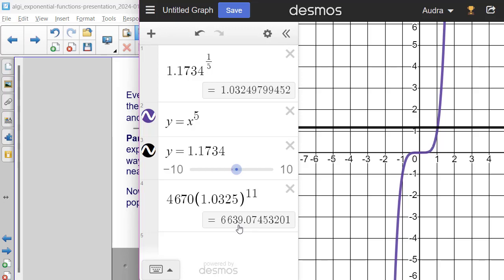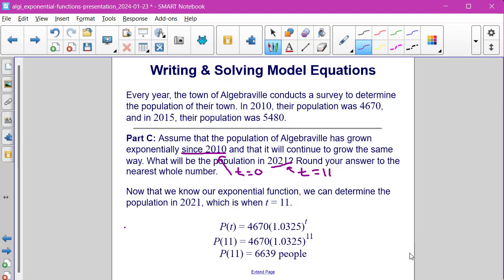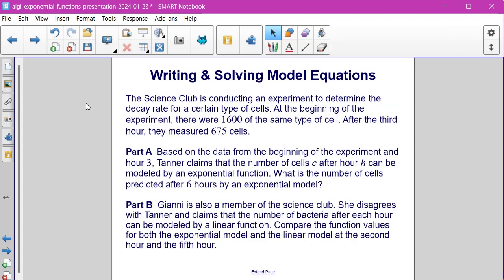That rounds or keeps this 39 at 39. So the correct answer here is that the population will be 6,639 people. Now let's work through another example where we are writing and solving model linear and exponential equations.